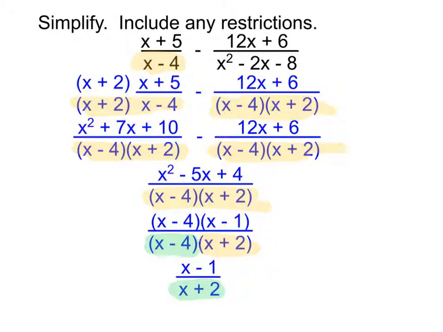restrictions. So what plus 2 would equal 0? Negative 2. And what minus 4 would equal 0? 4. Those are our 2 restrictions. The order in which you write our 2 restrictions over here doesn't matter. If you wrote it as negative 2, comma 4, perfectly fine, because all it is is just a list of numbers. The order in which we list them does not change what they mean.